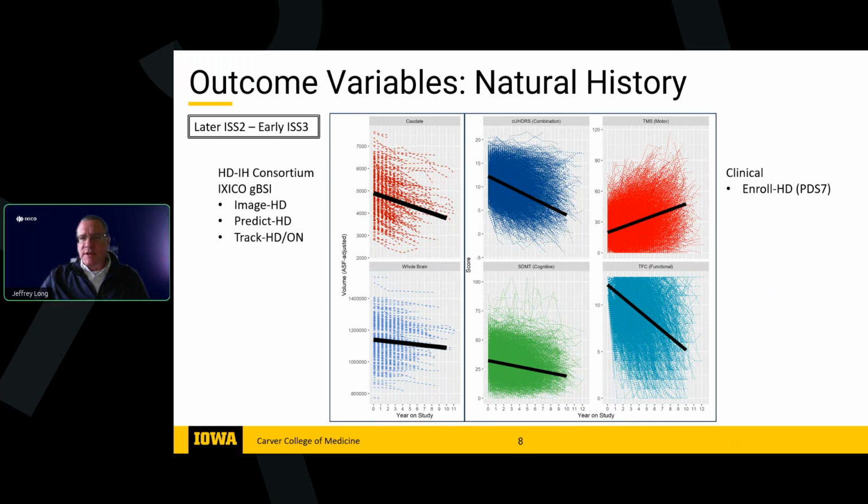For the clinical variables, the data comes from Enroll HD, which has thousands upon thousands of participants, as you probably know. What I want to draw your attention to here is that the caudate and whole brain trajectories are relatively regular compared to the natural history trajectories. And this has implications for trial planning purposes. In addition to the regularity, we have a slightly faster rate of change for caudate than whole brain, as you can see there. And we have different rates of change for the clinical variables, as you can see in the right panels.